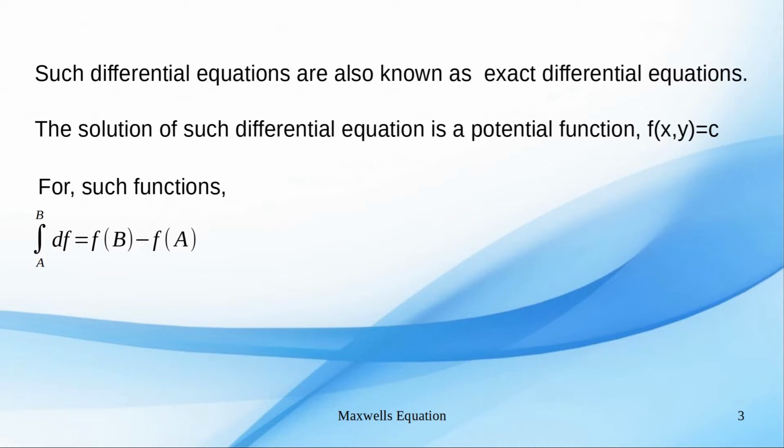The solution of such a differential equation is a potential function of the type f(x,y) is equal to c, where c is a constant. Now, naturally, for such functions, the integral from point A to point B is going to be f(b) minus f(a).